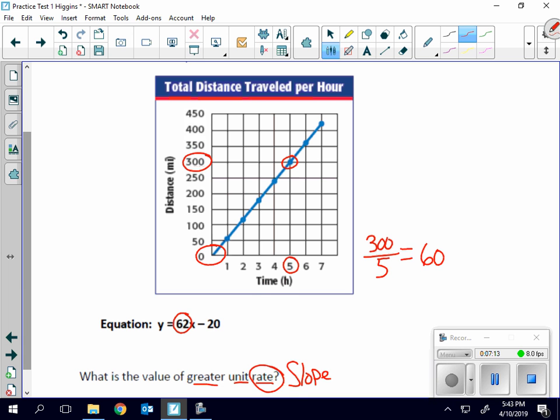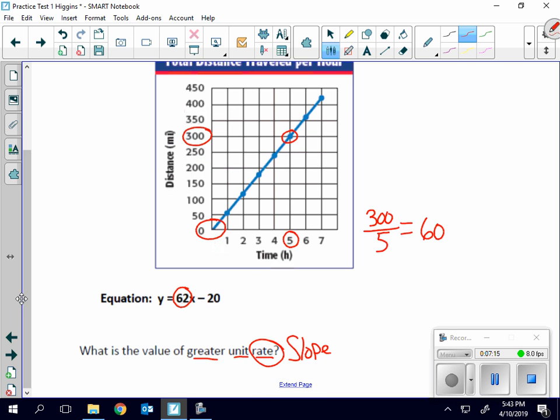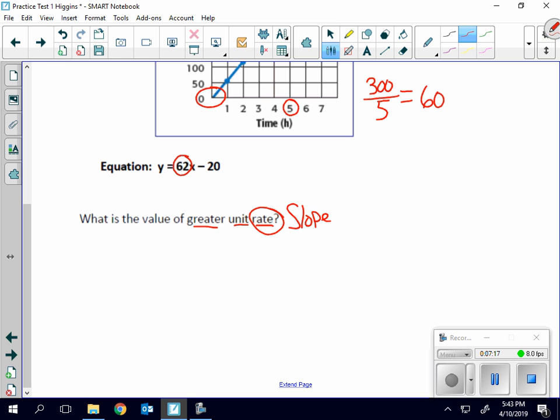You can use calculators here. So which one has the greater unit rate? The equation does, and they want the value of it, so they're asking for the number, which is 62. Final answer.